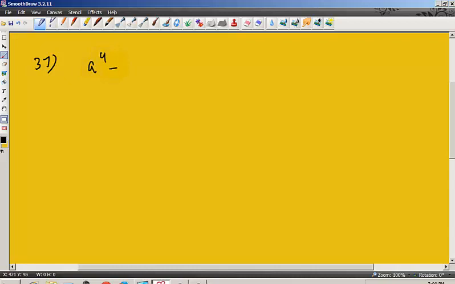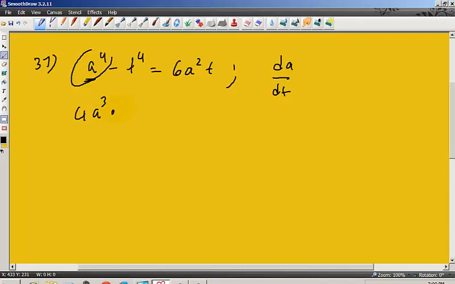A to the fourth minus t to the fourth is equal to 6a to the second t, and they say they want you to find dA dt. So what that really means is every time you see an a, you're going to treat that like a y. Every time you see a t, you're going to treat that like an x. And everything else is a constant. So what's the derivative of that? So that's y. So I'm going to get 4a to the third times a prime, or dA dt.